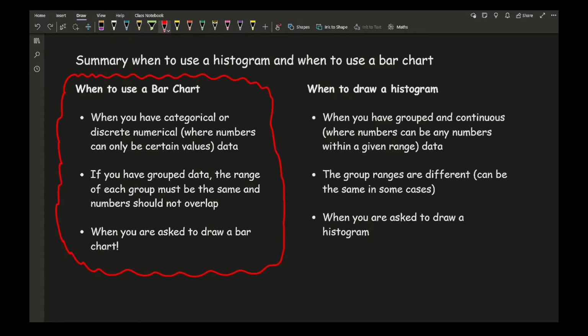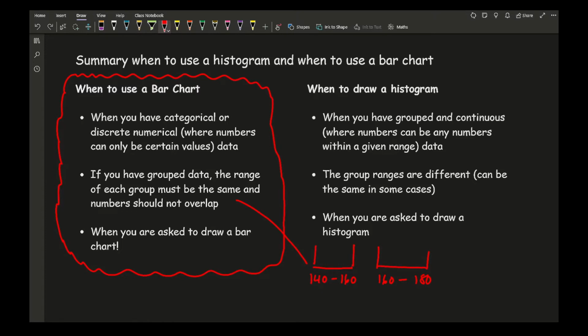If it goes into, let's say, half sizes, that's fine, but that would have to have a unique category for that. Also, if you have got group data, the range of each group must be the same and numbers should not overlap. So that kind of goes into certain values. So for example, yes, you could have group data, but for example here, if I had 160 to 180, let's say, and if I had 160, what group does it go in? And there you go. And again, that's only if you can't have decimal numbers. So for example, you can't have, let's say, 60.5 and it'll just go into there.